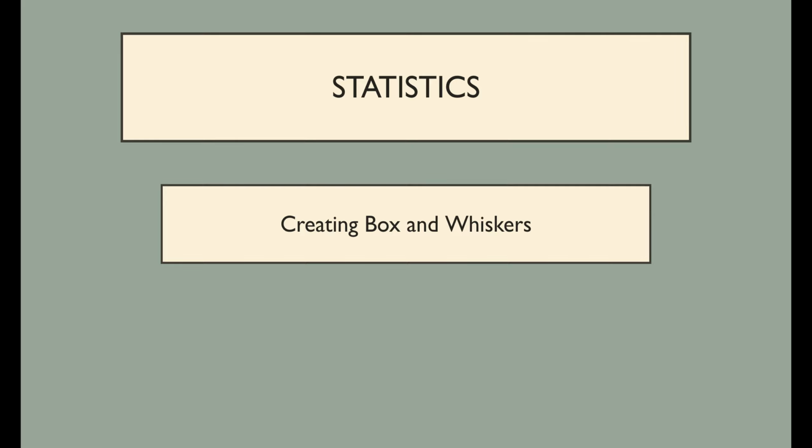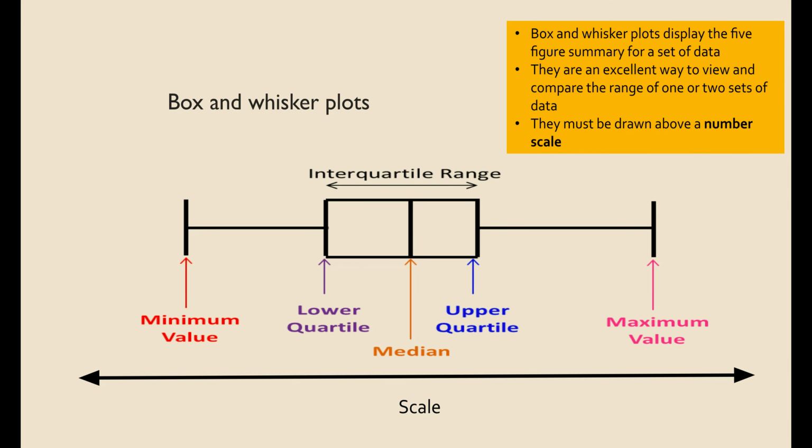How do we create box and whiskers, aka box plots? Well, again, a box and whisker plot is going to use your quartiles, your maximum value, and your minimum value. And basically, it visually represents your data so you can see how it's spread out.